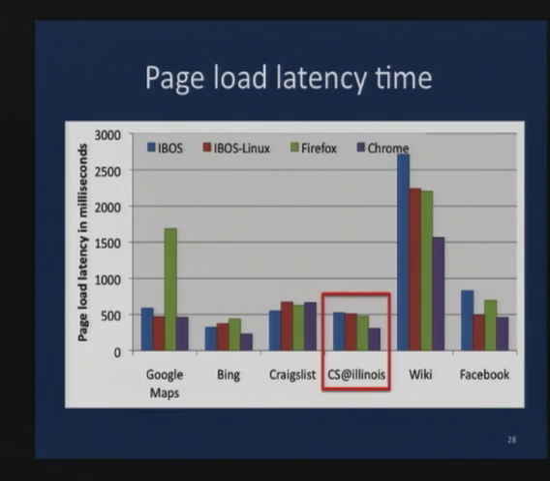But the one result I wanted to point out here was CS at Illinois. If you look here, IBOS is the slowest browser for CS Illinois. This is kind of embarrassing: all of these guys beat us on our own website. So I guarantee, if you see me give this talk again, next time we'll have the fastest one, at least for CS at Illinois. I don't care if I have to change the website or hard code stuff into our browser. We're not going to lose to Chrome on our own website.